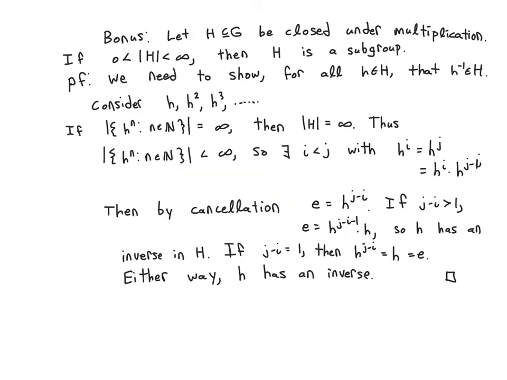This last bit is a bonus, so you can skip this unless you really, really like this material. I learned this as a graduate student, but it's kind of interesting. There's another version of the subgroup criterion where you get to skip inverses entirely. So suppose you have group G and H is closed under multiplication. If H is a finite set, then it's automatically a subgroup.